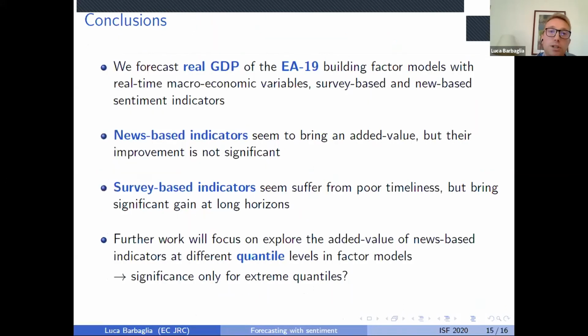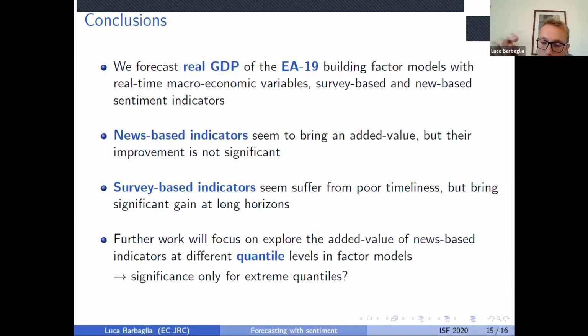So concluding, we are making a forecast of real GDP for the Euro area 19 using factor models built with real-time macroeconomic variables, survey-based and news-based sentiment indicators. News-based sentiment indicators seem to have an added value in nowcasting, but the improvement is not significant, for what I just said. Survey-based sentiment indicators, on the contrary, seem to suffer from poor timeliness. However, in forecasting, quite surprisingly, they have a gain.